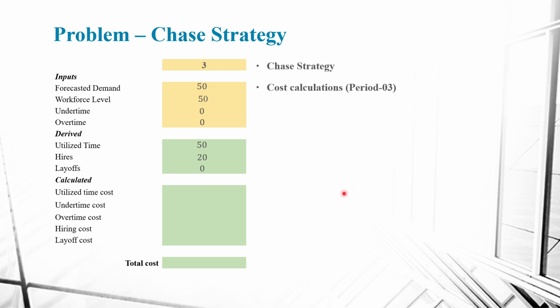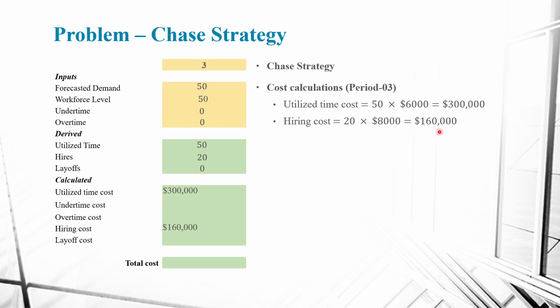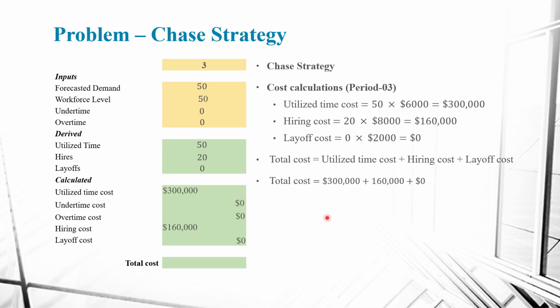The cost calculation for time period 3 includes the utilized time cost of 50 workers, the hiring cost of 20 workers, which will be $160,000 for time period 3. The layoff cost will be 0 since we did not lay off any worker. There will be no undertime cost and no overtime cost. The total cost for period 3 will be equal to the sum of utilized time cost, hiring cost, and layoff cost. Adding up all these costs, we have a total of $460,000 for time period 3.